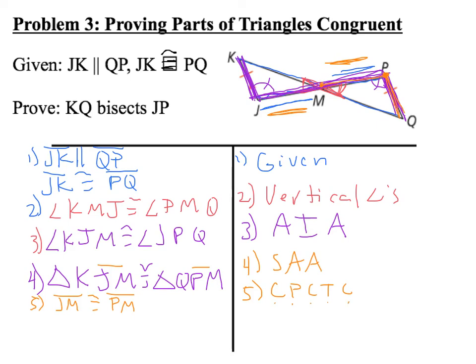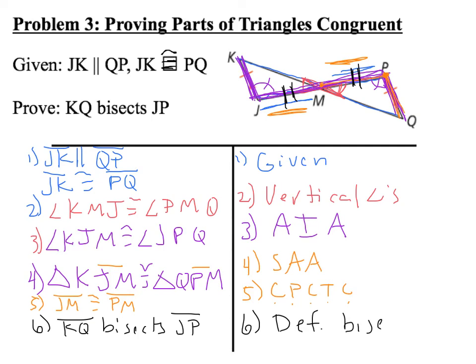Once I know those two segments are congruent, then I can say that KQ bisects JP, because the definition of bisects means it cuts it in half, or it makes two congruent lengths. So this would just be definition of bisect.